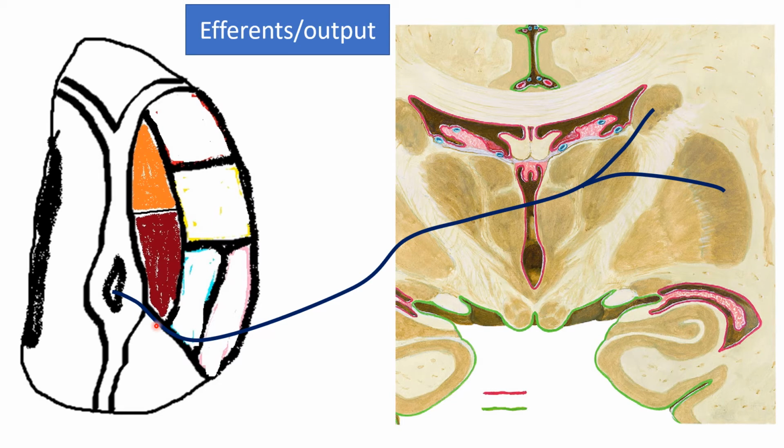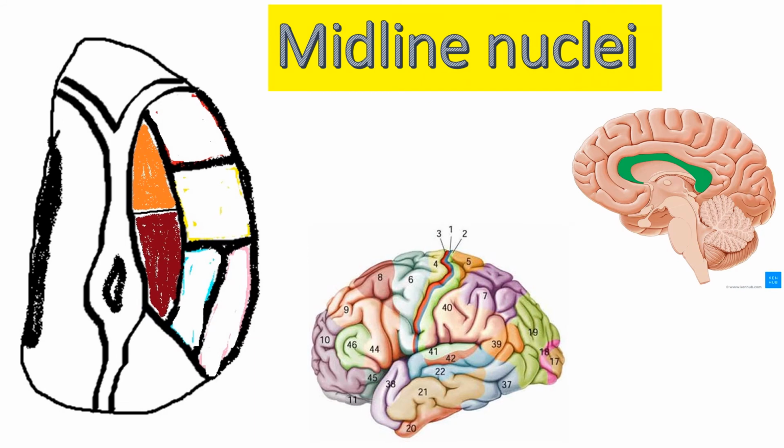The collaterals of the thalamostriate fibers establish diffuse connections with the entire neocortex. Entire neocortex means the entire superolateral surface, 90% of the cortex, which is receiving inputs from the centromedian nucleus. Then coming to the midline nucleus.